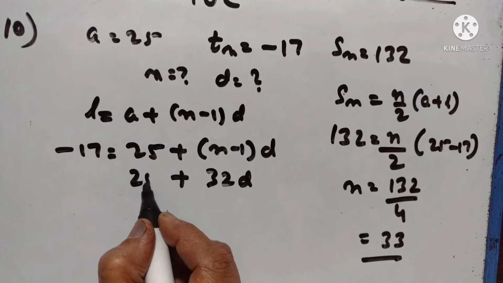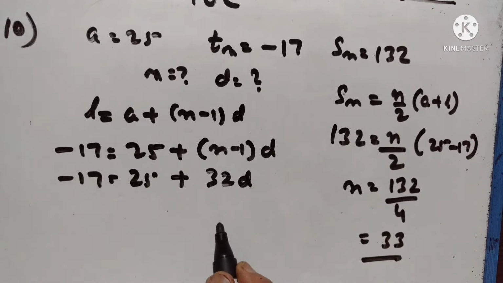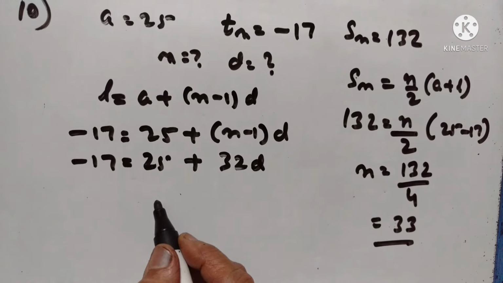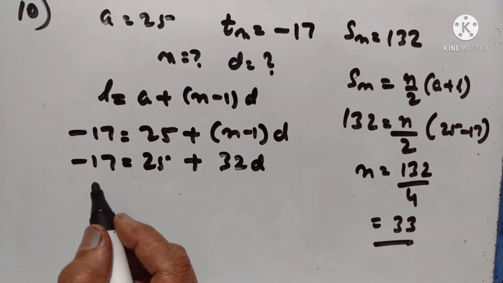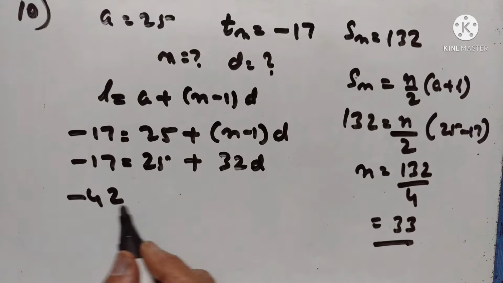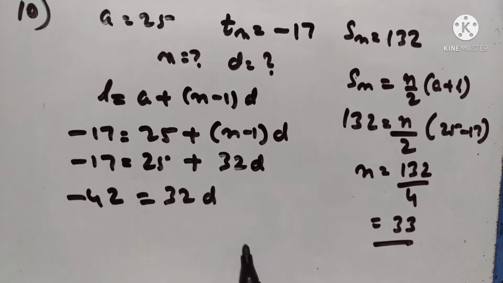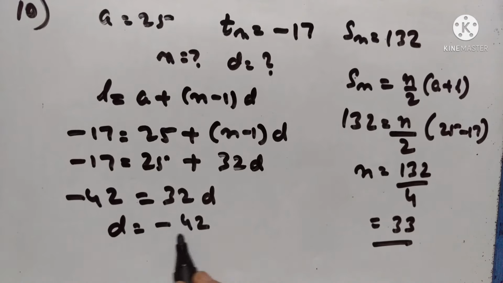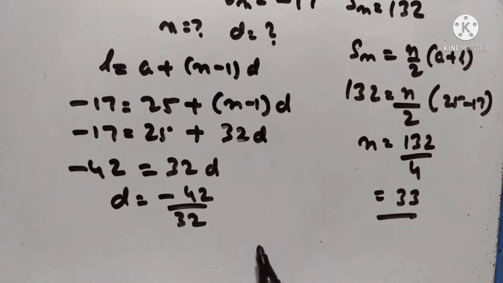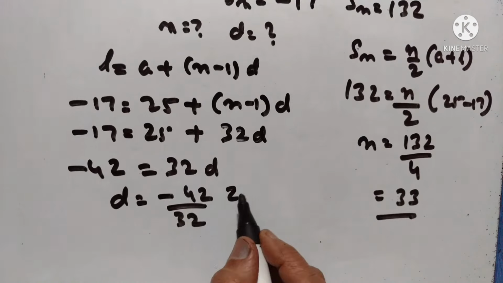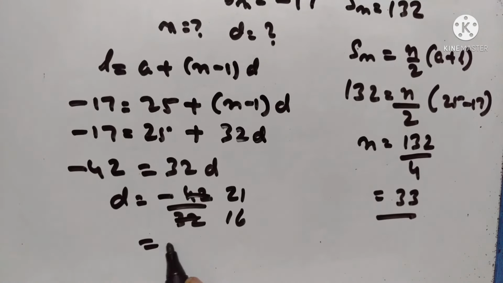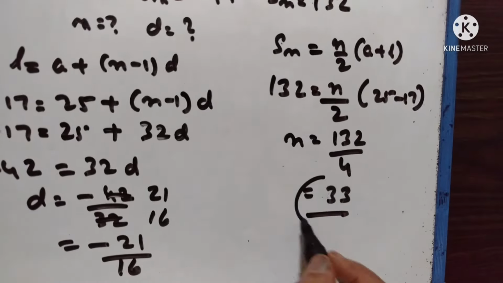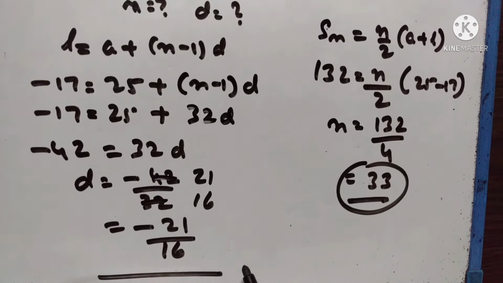32D. 25 comes to the left and becomes minus 25. Minus 25 minus 17 is minus 42. Minus 42 is equal to 32D. So D is equal to minus 42 upon 32. This is equal to what? 2 21s are 42, 2 16s are 32. D is equal to minus 21 upon 16. So n is equal to 33. Common difference is equal to minus 21 upon 16.